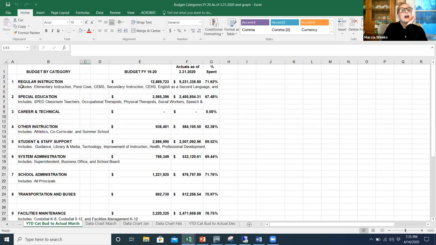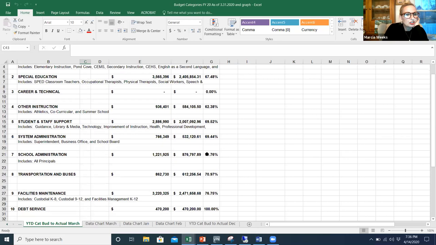And as you go through each article, I love this document, the way it explains under each category what is in that area. So regular instruction at 71.62%, special education, 67.48% spent. We don't have the career and technical. We jump down here to other instruction that consists of the athletics, the co-curricular, extended school year, 62.38%. Student and staff support, all of our guidance expenses, our library, technology, improvement of instruction, professional development, that's 69.52%. System administration, this is our superintendent, business office, and school board. We're at 69.44. School administration's article number 7, all the principals, 71.76% spent.